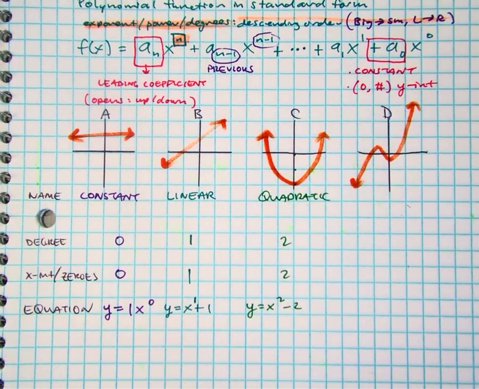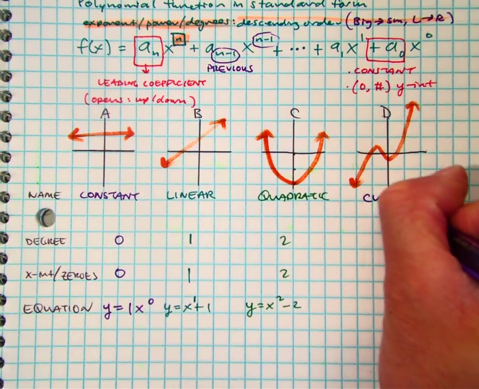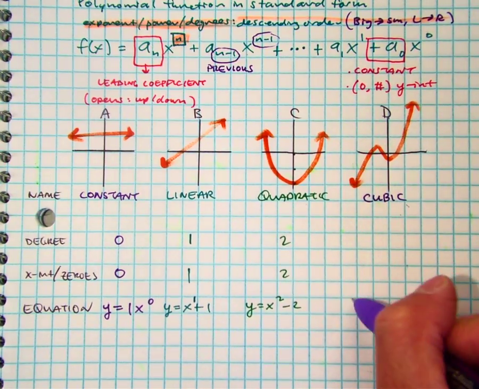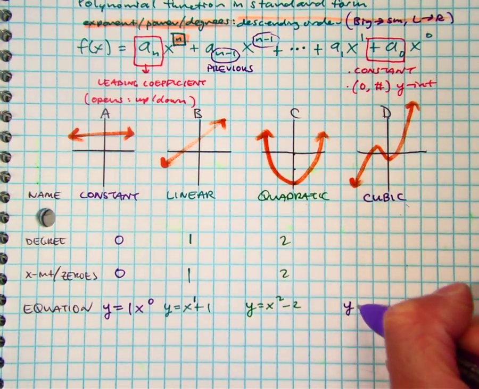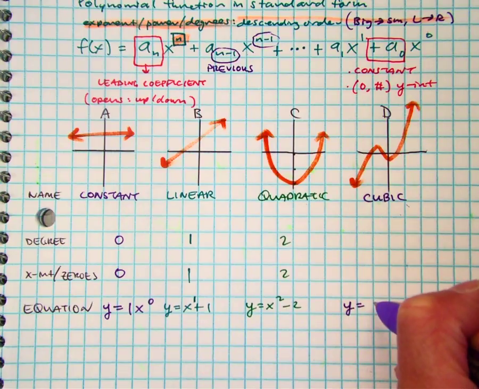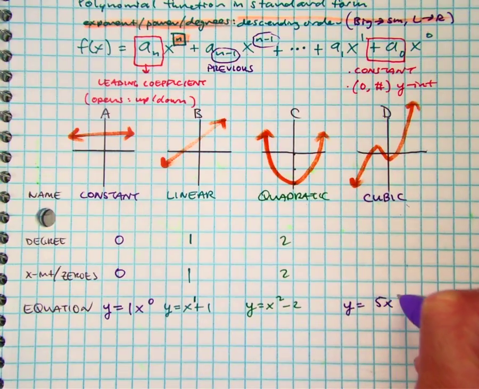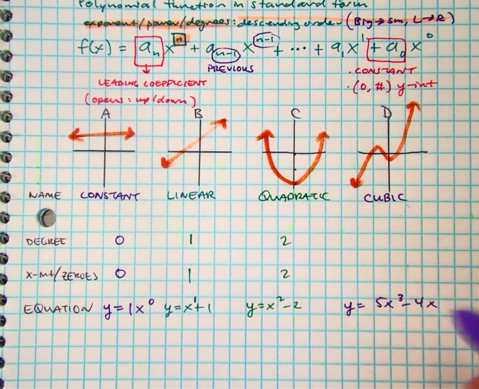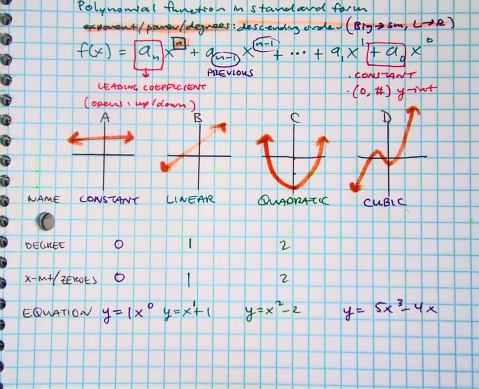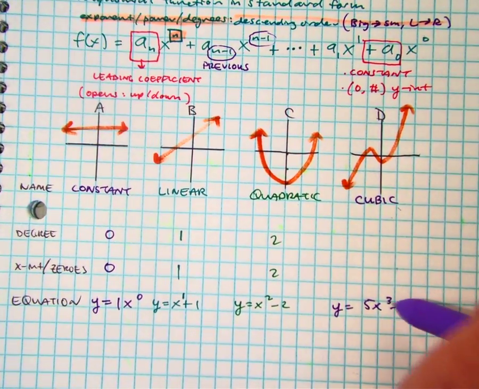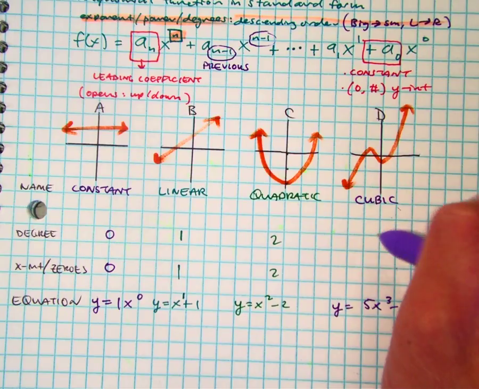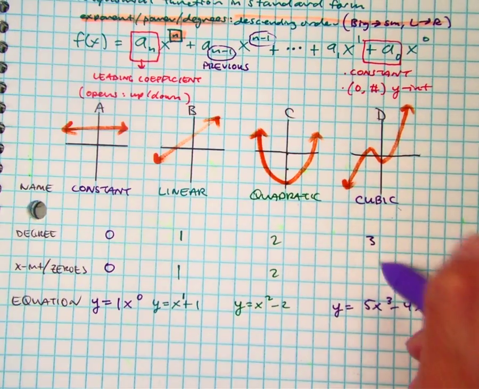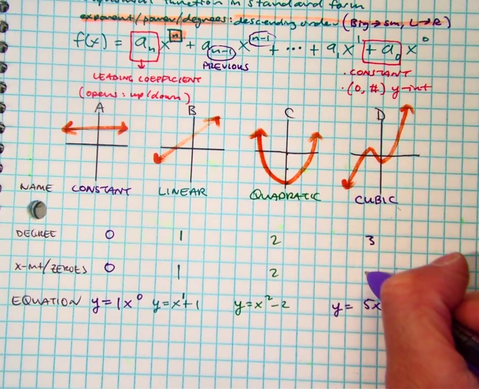And boys, the last one? Cubic. Equation? Y equals x to the 3rd. Maybe something like 5x to the 3rd minus 4x. I just made that up. Remember, the highest power is 3. So boys, your degree is 3, and your x-intercepts or zeros are 3 as well.